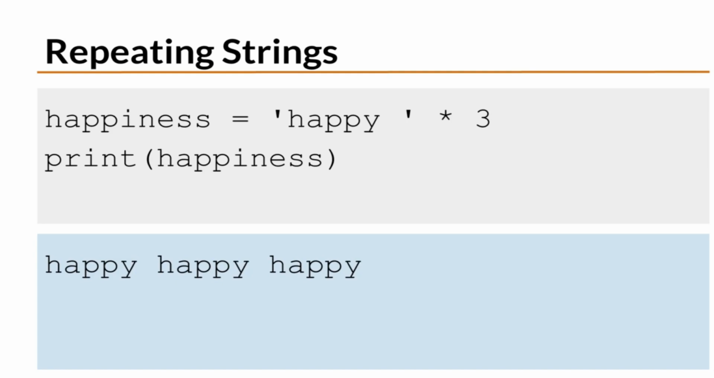In this example, we're repeating the string happy 3 times. Here we create a variable named happiness and assign it to happy asterisk 3. The output of happy asterisk 3 is simply happy repeated 3 times. So when we print the happiness variable, we end up with happy, happy, happy.